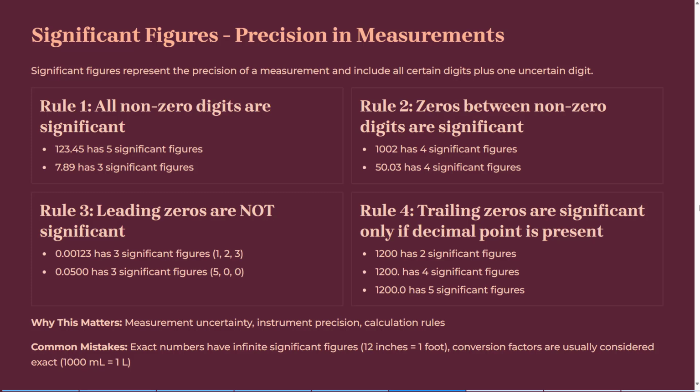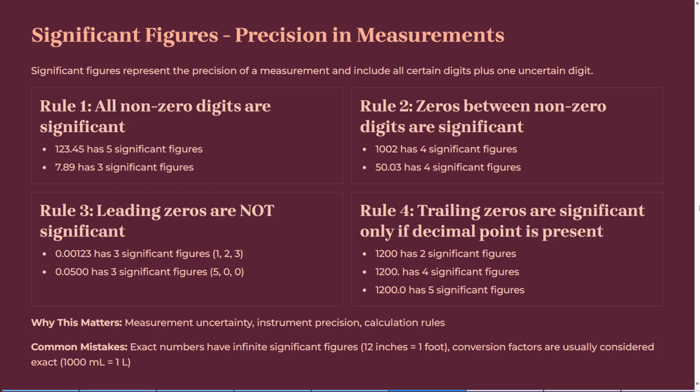Rule 2. Zeros between non-zero digits are significant. The number 1002 has 4 significant figures. Rule number 3. Leading zeros are not significant. They are just placeholders. So 0.00123 has only 3 significant figures, the 1, 2, and 3.